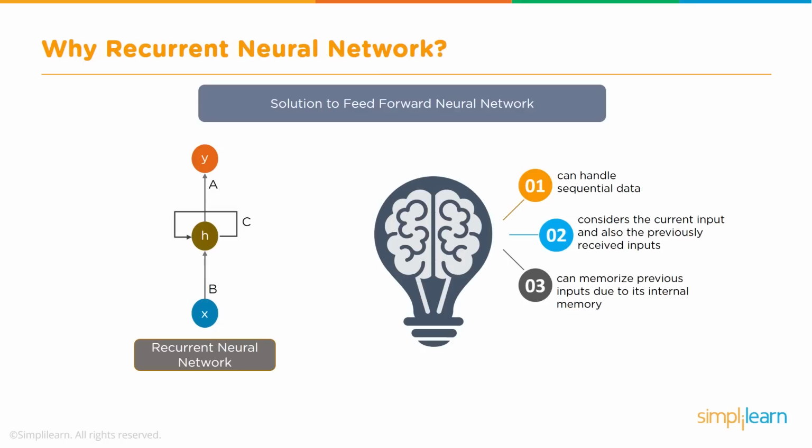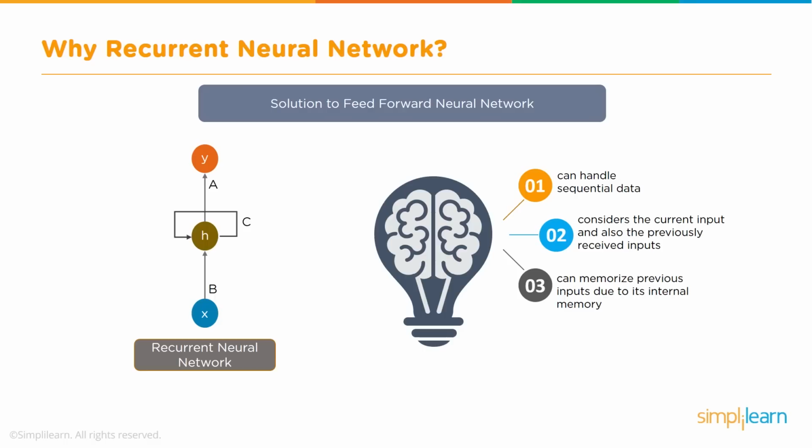Solution to feed-forward neural network. You'll see here where it says recurrent neural network, and we have our X on the bottom going to H, going to Y. That's your feed forward. But right in the middle it has a value C, so there's a whole other process. It's memorizing what's going on in the hidden layers, and the hidden layers, as they produce data, feed into the next one. So your hidden layer might have an output that goes off to Y, but that output goes back into the next prediction coming in. What this does is allow it to handle sequential data. It considers the current input and also the previously received inputs.